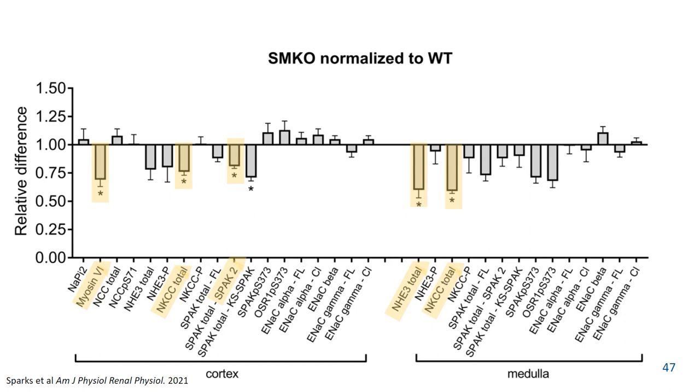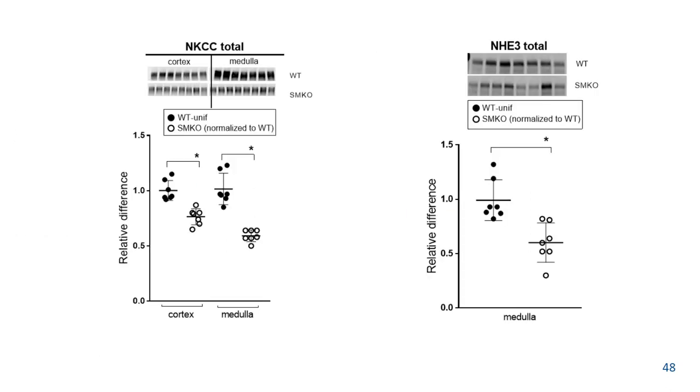So let's move on and look at this a little closer just to see the data. I had mentioned that NKCC2, both in the cortex and the medulla, was lower, and that was pretty profound. We're going to look at that a little bit more. And then NHE3 also was reduced.